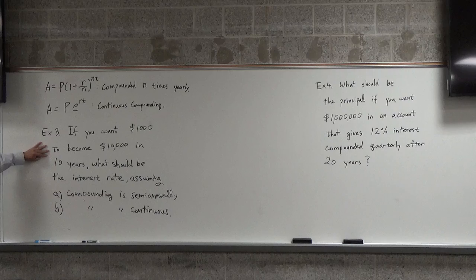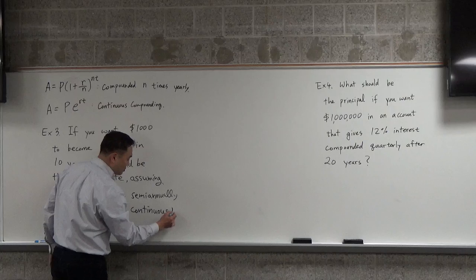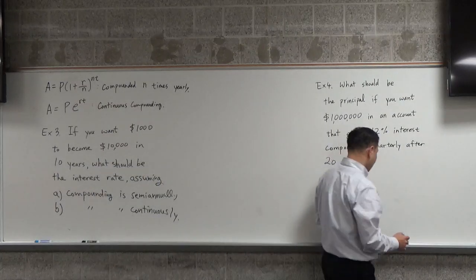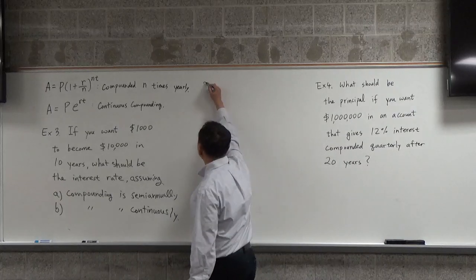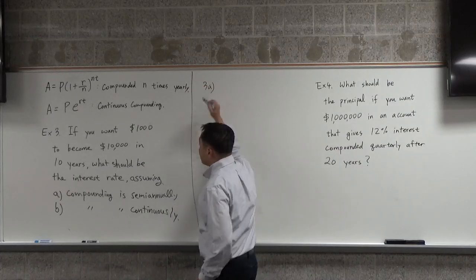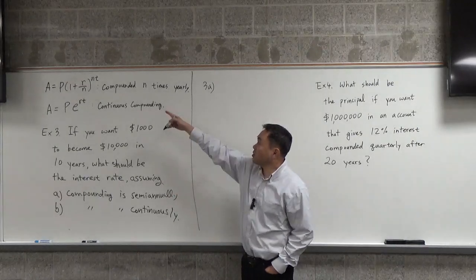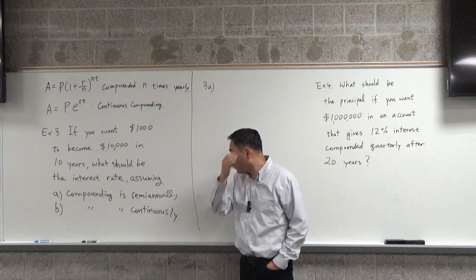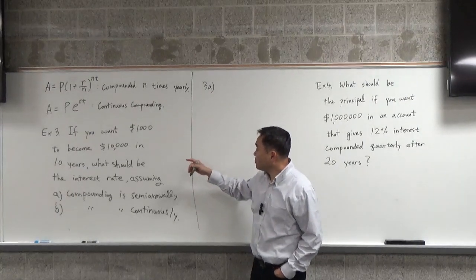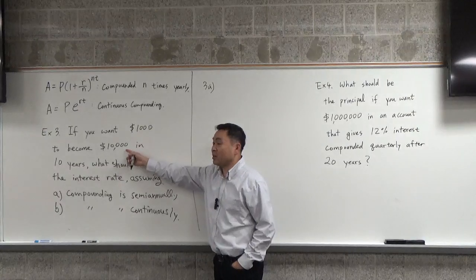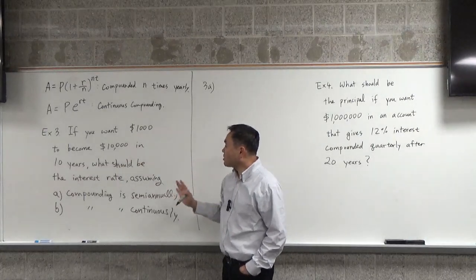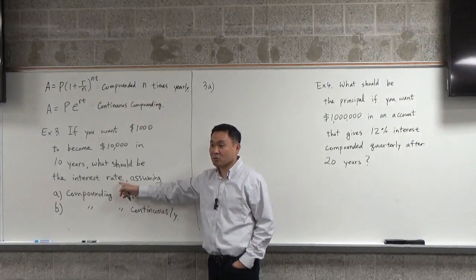Example 3: if you want $1,000 to become $10,000 in 10 years, what should be the interest rate, assuming the money is being compounded semi-annually, and in the other case, if it's compounded continuously? Let's think about that. You actually have two problems. So 3A, what's the solution? You're using the first formula because it's compounded semi-annually, and you're given the P and A. A is the future value, P is the principal. What's not given is the interest rate. That's the question.